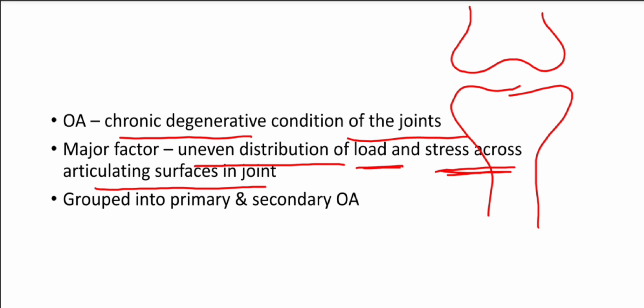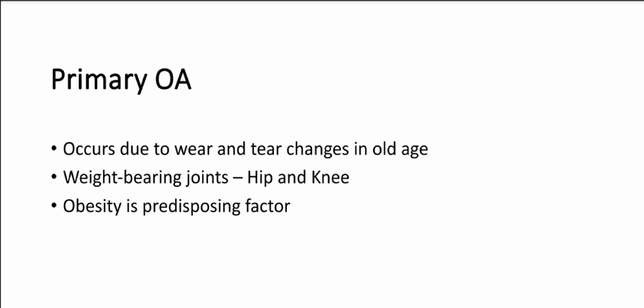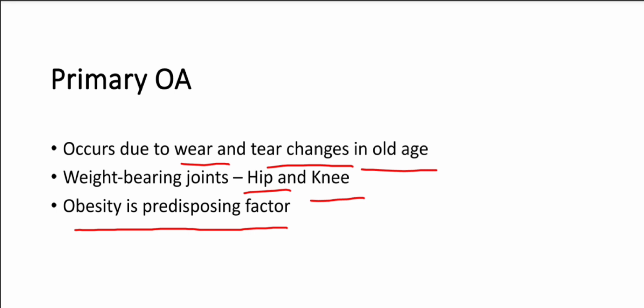It can be grouped into primary and secondary osteoarthritis. What is primary osteoarthritis? It occurs due to wear and tear changes in an old individual. Why? Because there will be wear and tear changes as the person ages. It is most commonly seen in weight bearing joints, for example, the hip and the knee. Obesity is the predisposing factor responsible for primary osteoarthritis.